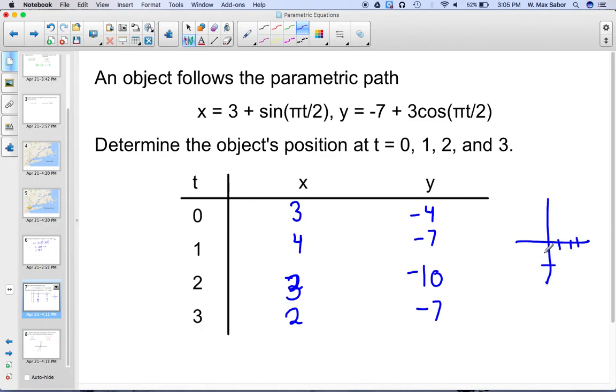It's going over to 4 comma -7. It's going down to 3 comma -10. It's going to 2 comma -7. So that's the path that the object has taken.